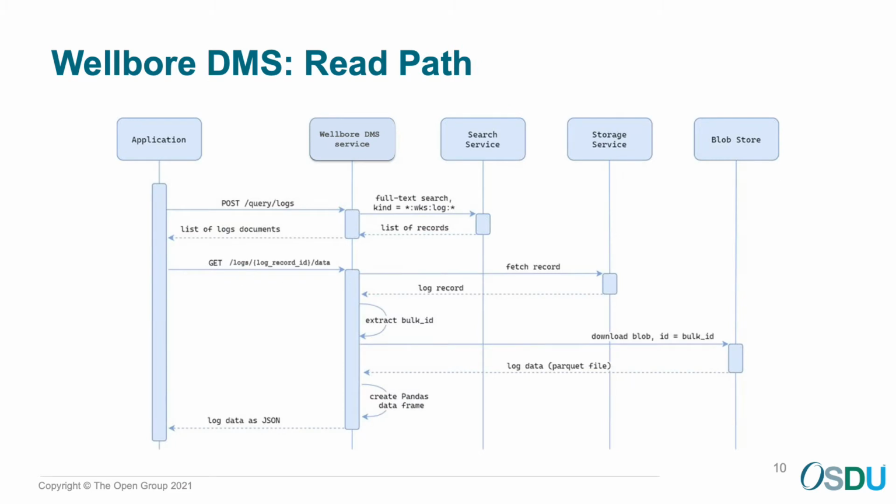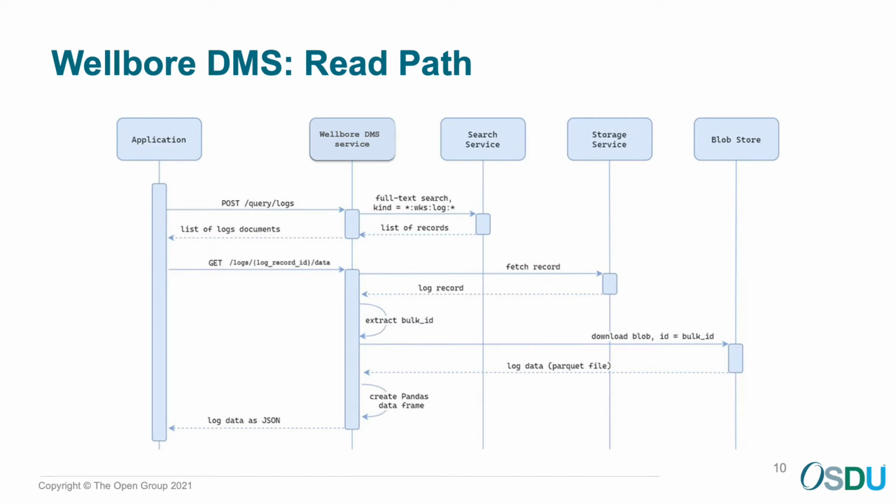Now let's look at how to read data from the storage through Wellbore DMS. Your application will do a request to get the log IDs first. Note that Wellbore DMS provides helper methods for requesting data from the storage. In this example, we can call the query logs endpoint. It will attach the kind as shown here and redirect the query to the search service.